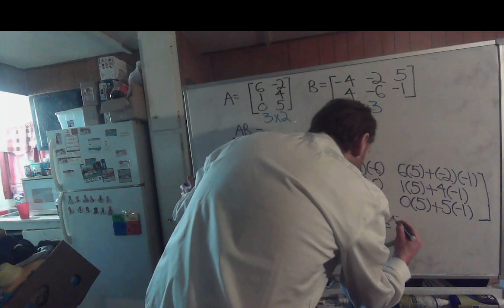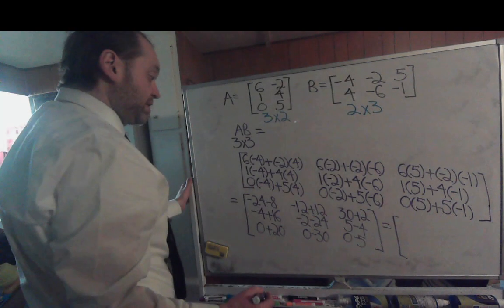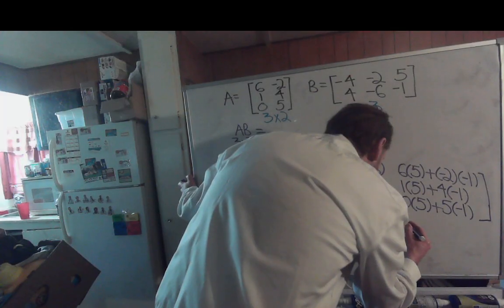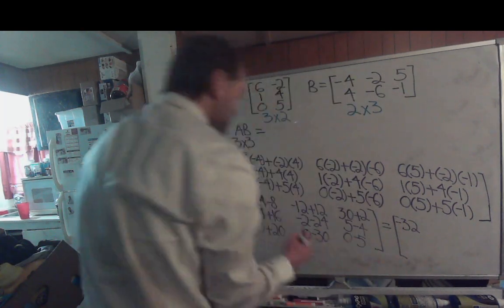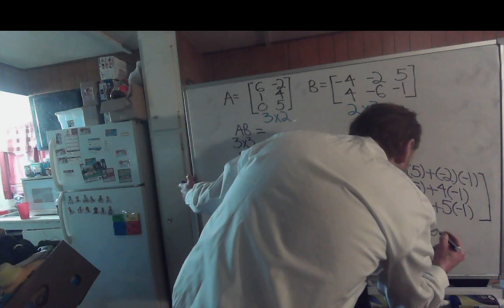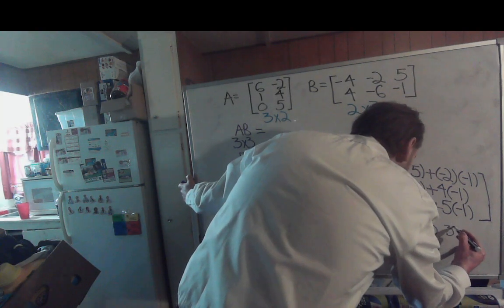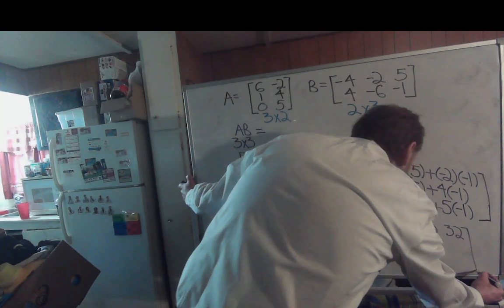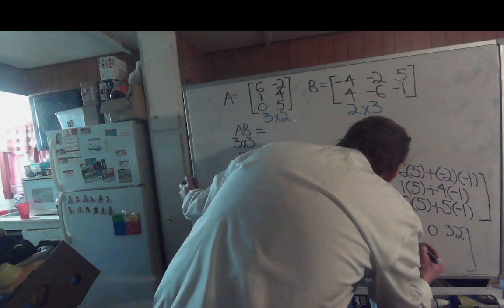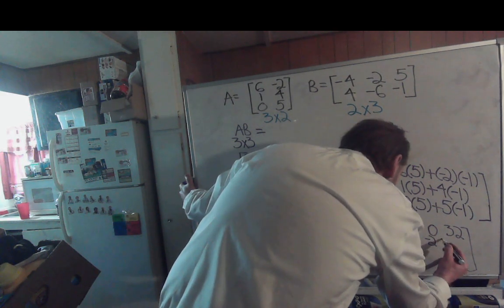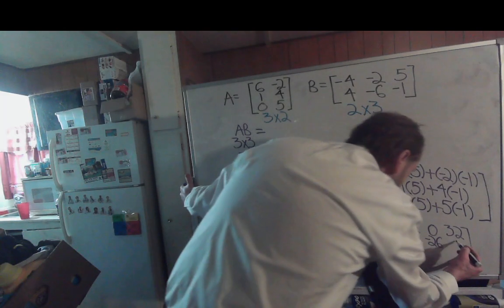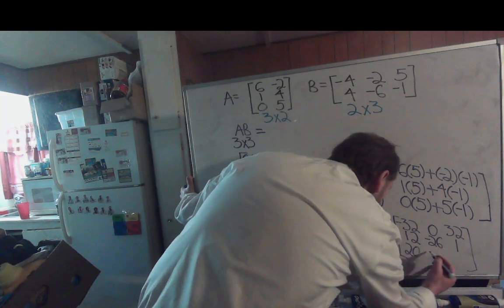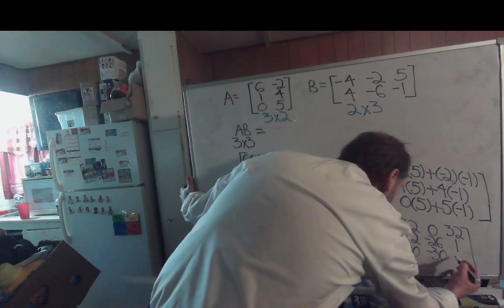You're going to end up getting the 3 by 3 matrix of -32, 0, 32. Then you'll end up getting 12, -26, 1, 20, -30, and -5.